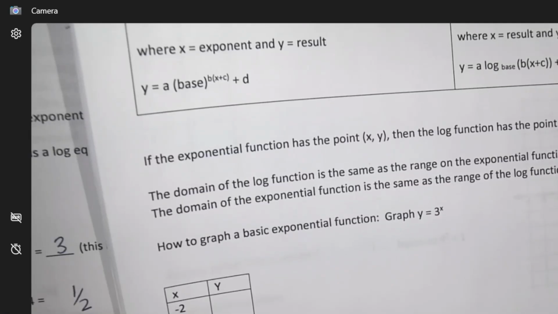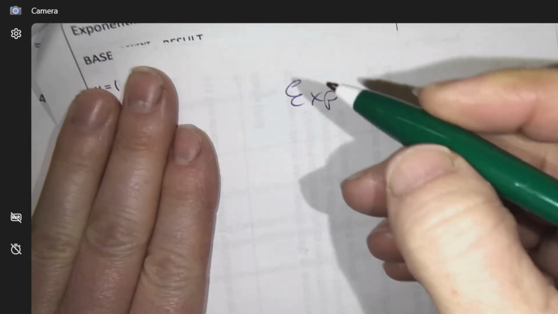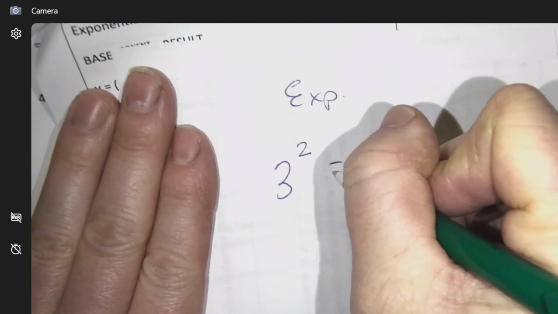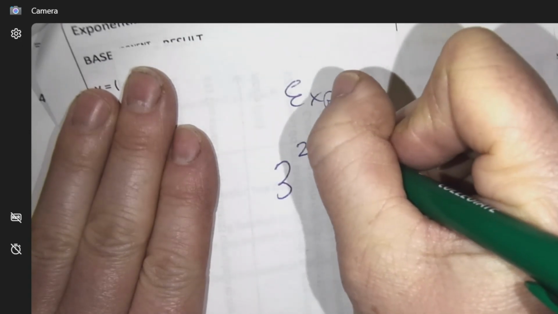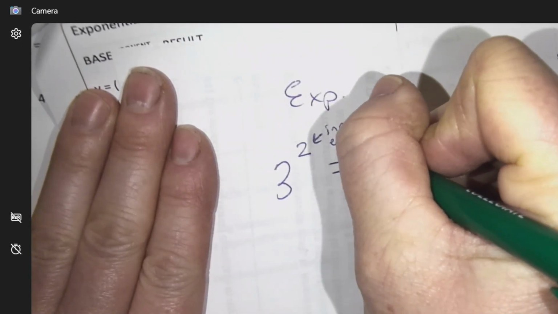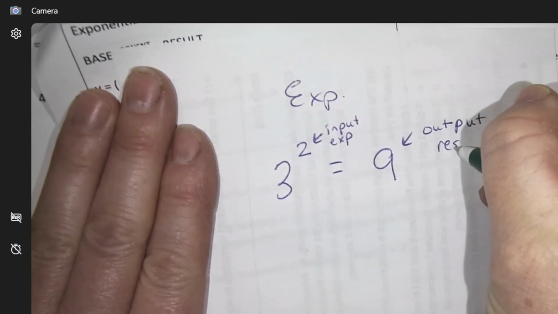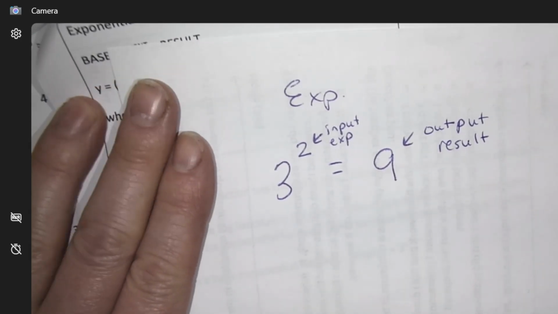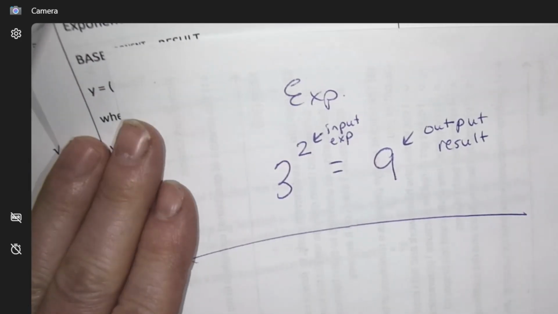Okay, last time we learned the basics of exponential form and logarithmic form. A couple of things: if you're going to do an exponent, something like 3 squared, and then we figure out what it equals. This was kind of the deal. We would input the exponent, and we would get output, which was the result. That's what your brain normally does. You put something in, what do you get out? So if you put in the exponent 2, you get out a 9.